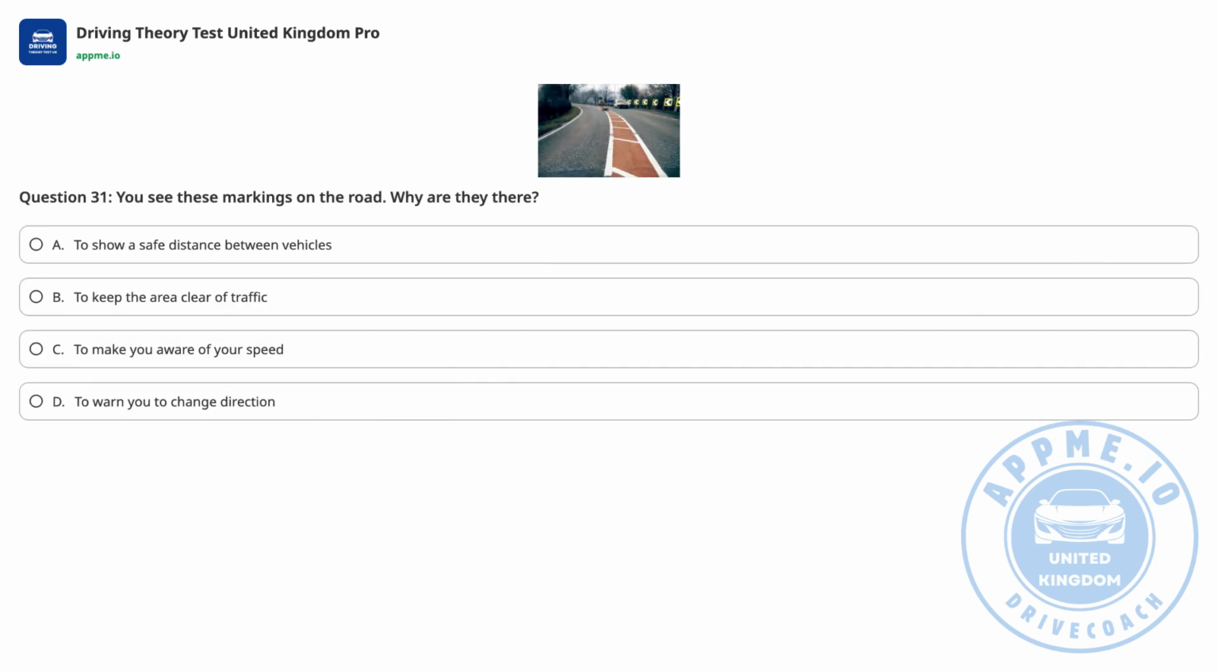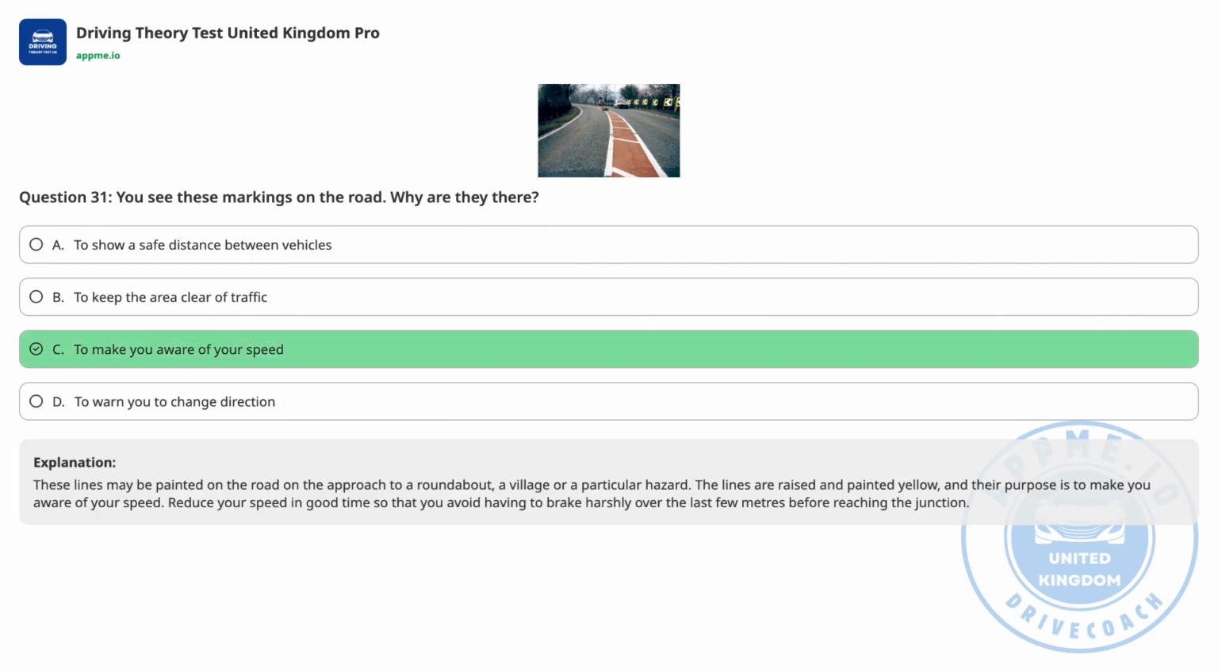Question 31. You see these markings on the road. Why are they there? A. To show a safe distance between vehicles. B. To keep the area clear of traffic. C. To make you aware of your speed. D. To warn you to change direction. The correct answer is C.